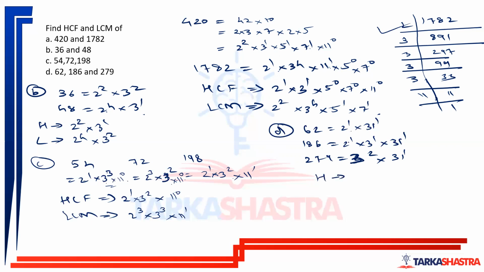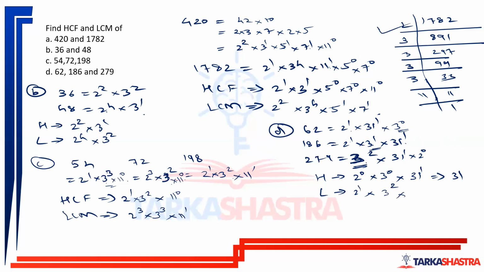HCF: 2 raised to 1, 2 raised to 1, and here you don't have anything, so 2 raised to 0 will come. Here you have 3 raised to 1, here 3 raised to 2, but here you have 3 raised to 0 only. So 3 raised to 0. Then 31 raised to 1 in all. Overall HCF is 31 itself. Then LCM: 2 raised to 1, 2 raised to 1, 2 raised to 0, highest power is 2 raised to 1. 3 raised to 1, 3 raised to 1, 3 raised to 2, 3 raised to 1, 3 raised to 0, highest power is 3 raised to 2.